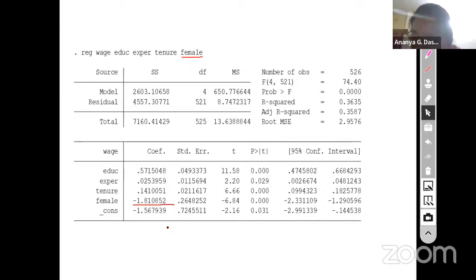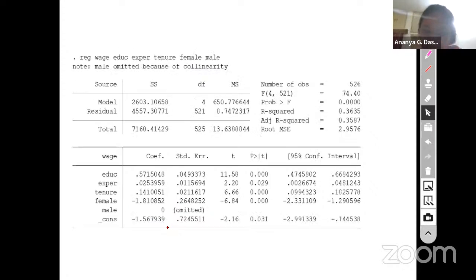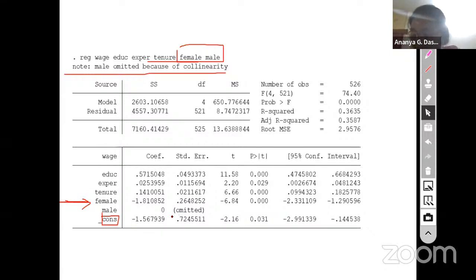So that's one small exercise. And the second one which I did was the dummy variable trap. You see, if you put in both the dummies in this model, which has a constant term, then one of them is going to be omitted because of collinearity. In this case, whatever you put in second gets omitted. So here, female is retained and male is getting omitted. This is just an example of what happens when you're in the dummy variable trap.